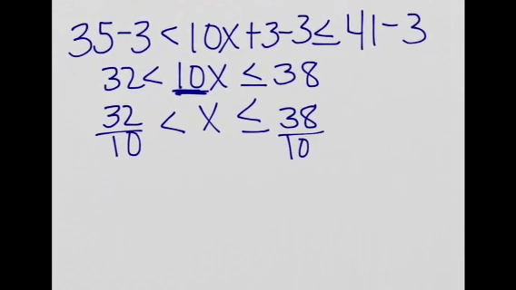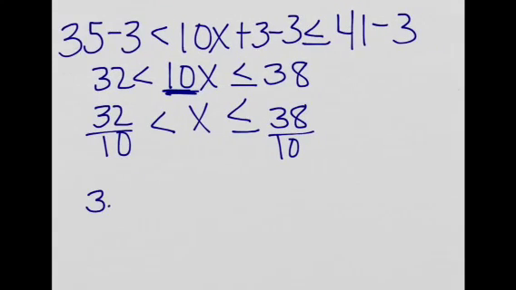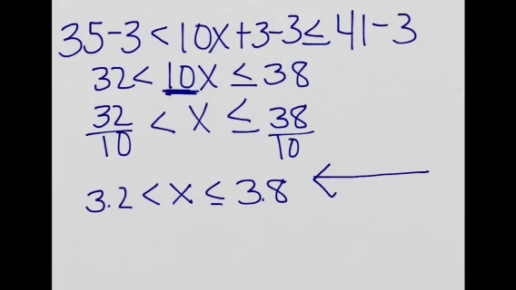And if we want to simplify, then we get 3.2 is less than x, which is less than or equal to 3.8. So basically, if we're looking on a number line, and this is 3.2, and this is 3.8, the solution set is right in between these two numbers, including 3.8.